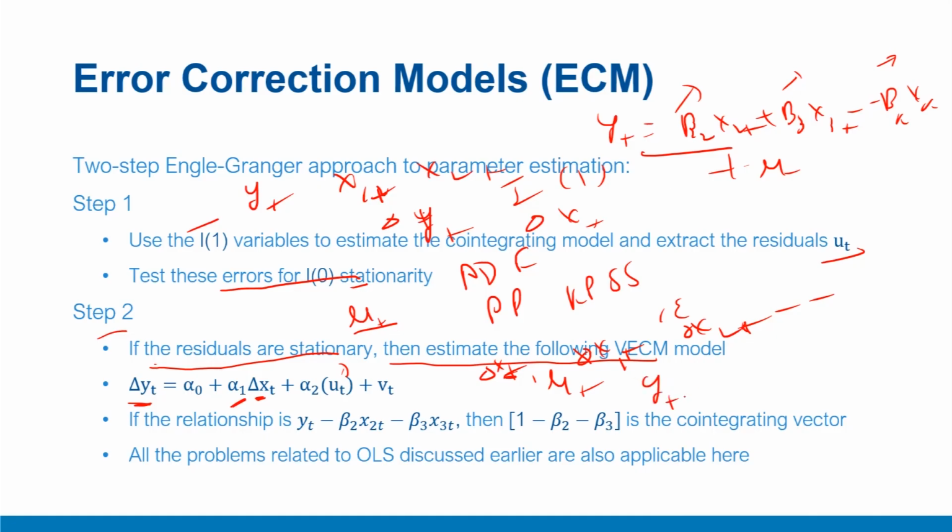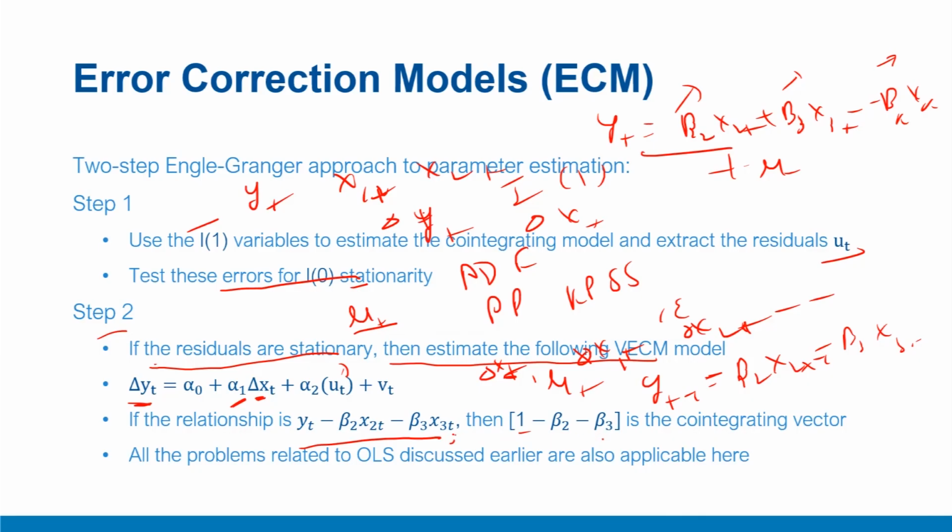For example, it can be yt minus 1. We are using t minus 1 because it represents values at lags. Then minus beta 2 x2 t minus 1 minus beta 3 x3 t minus 1 and so on. For example, if this is the nature of relationship as we saw, then your co-integrating vector would be 1 minus beta 2 minus beta 3.